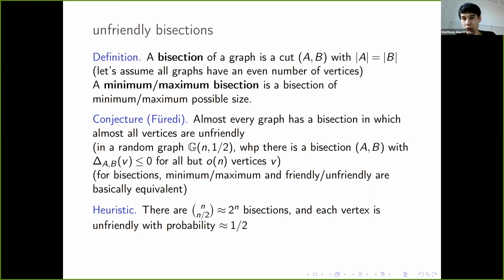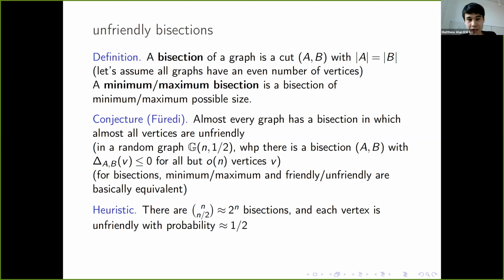So you ask, do I have more neighbors among my friends or my enemies? They both have the same size. Well, they both have almost the same size, so it's about a half. So if you naively assumed that the friendliness of each vertex was independent, then the probability that a given bisection was completely friendly, that every vertex is friendly, would be about 2 to the minus n. And that basically exactly balances with the number of bisections that there are. So if you only ask for an almost friendly bisection, where almost all vertices are friendly or unfriendly, then you would expect there to be exponentially many of them, or some sort of expectation heuristic would lead you to believe this is true.